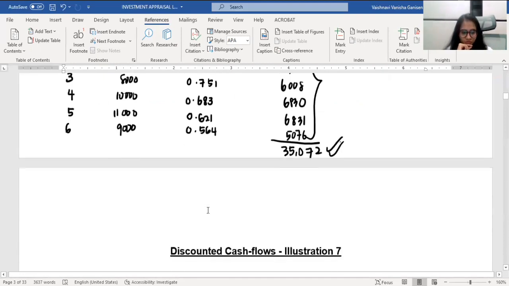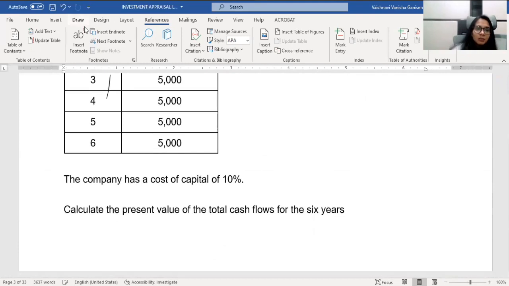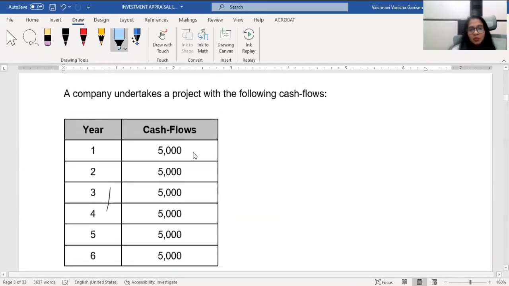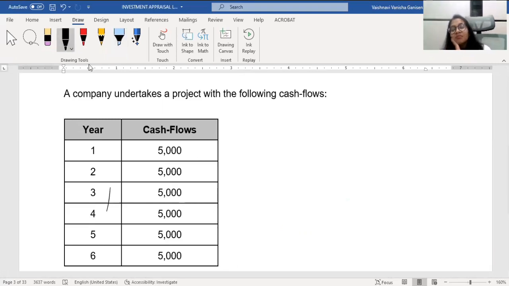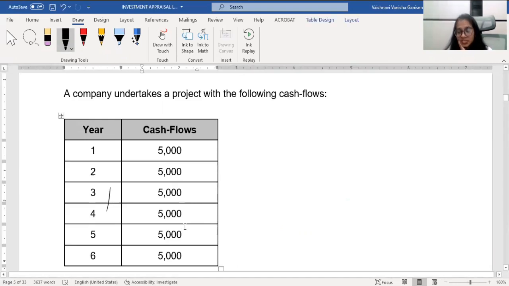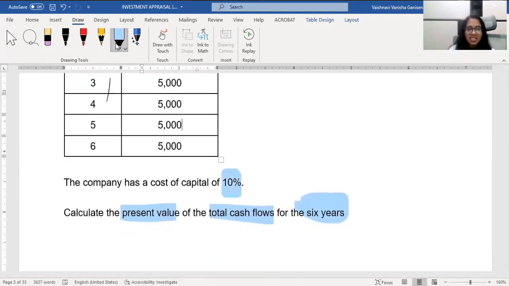All right. Now, the next one: calculate the present value of the total cash flows for the 6 years. The company undertakes the following cash flows. You have year 1, 2, 3, 4, 5, 6, all 5,000. Guys, do you remember what I told you? If your cash flows are constant, you use the annuity factor. The company has a cost of capital of 10%.